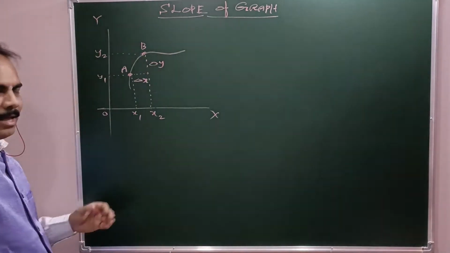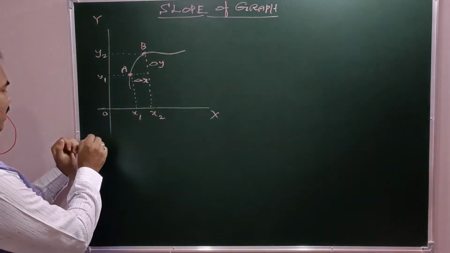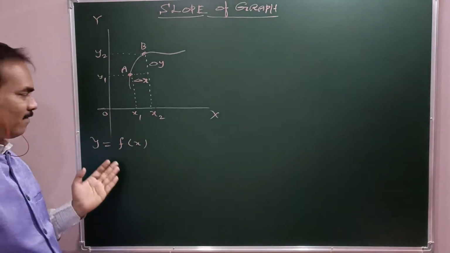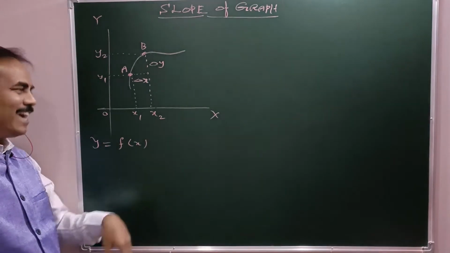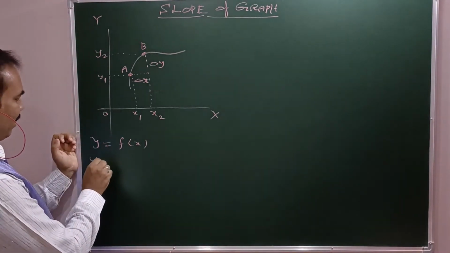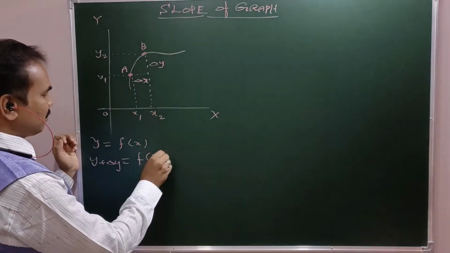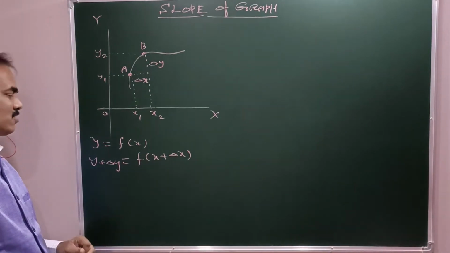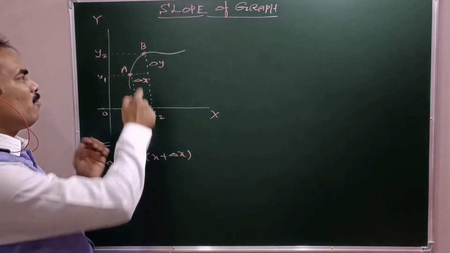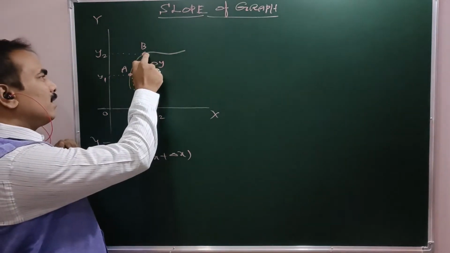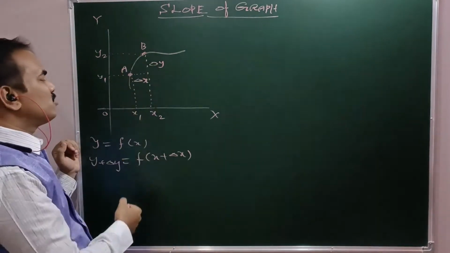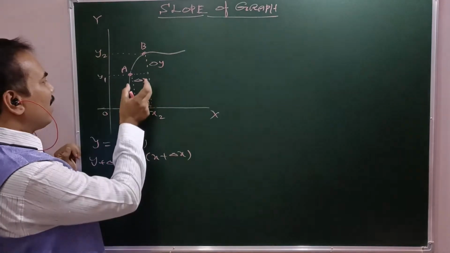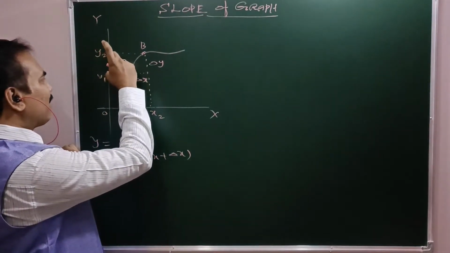Now, as y changes with respect to x, y can be written as a function of x. Including the changes, y plus delta y can be written as f of x plus delta x. Suppose as point B approaches A, what happens? This line comes closer to this line, and similarly this line comes closer to this line. Therefore, delta x becomes dx and delta y becomes dy.